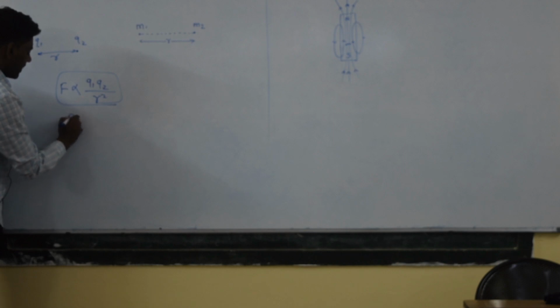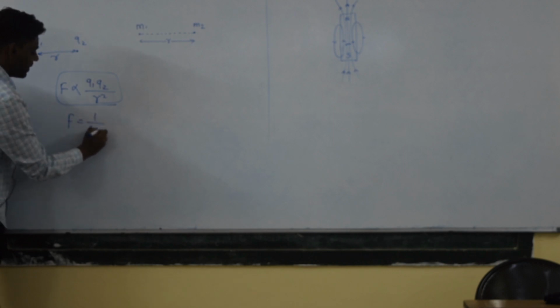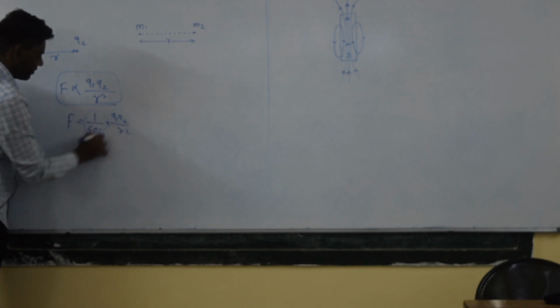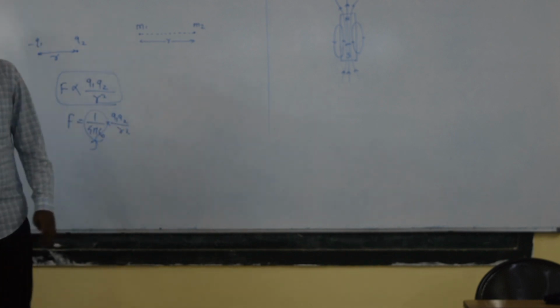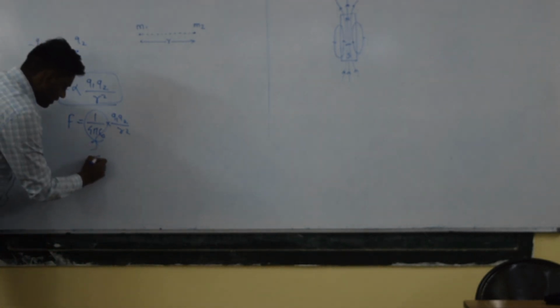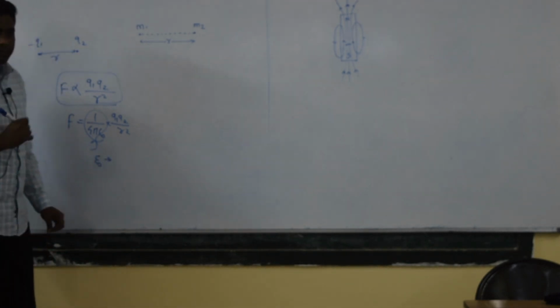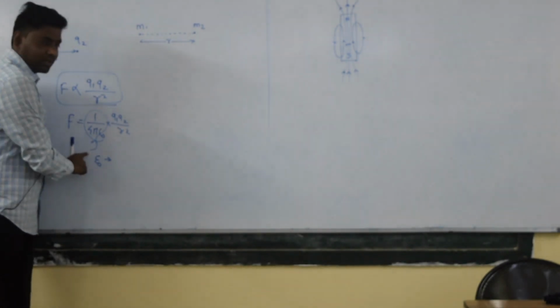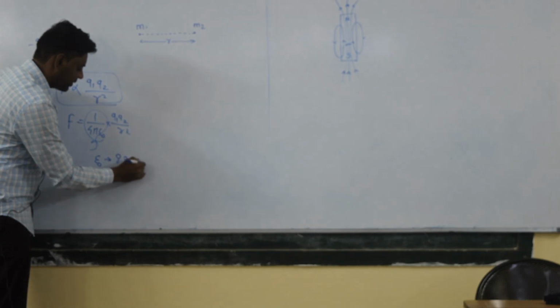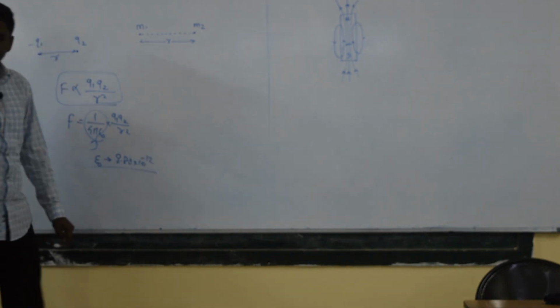and then what is the final expression? 1 upon 4 pi epsilon naught q1 q2 upon r square. Where this is the constant of proportionality in electrostatics. And what is epsilon naught? Very good, permittivity of free space. And what is the value? 8.85 into 10 raised to minus 12.